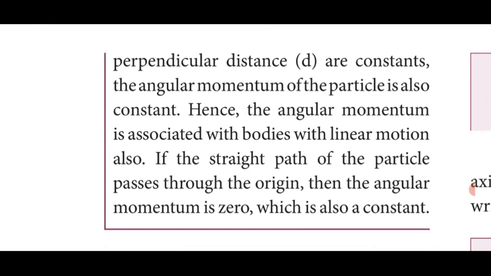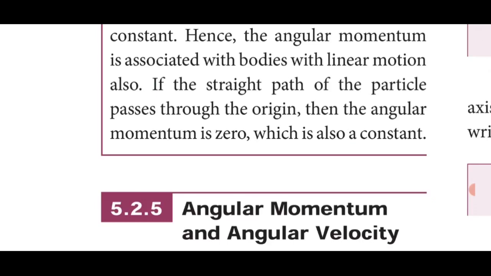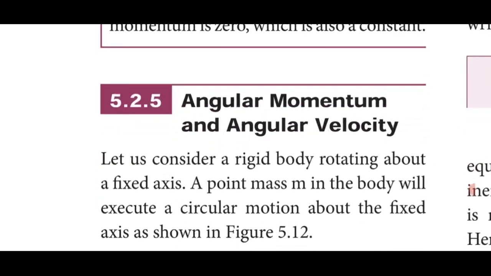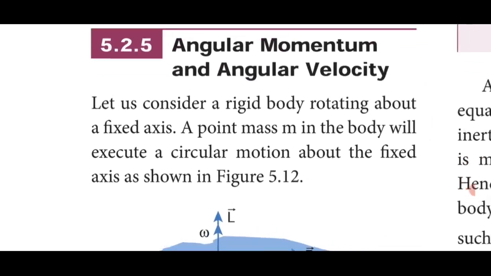The angular momentum is associated with bodies in linear motion also. If the straight path of the particle passes through the origin, then the angular momentum is 0, which is also a constant. Next, angular momentum and angular velocity.